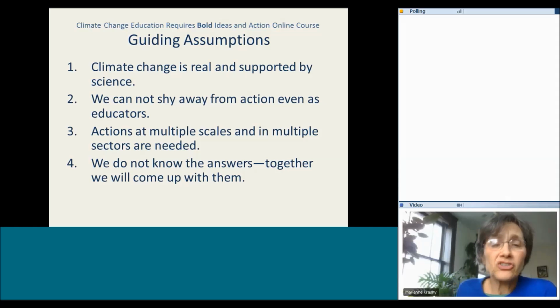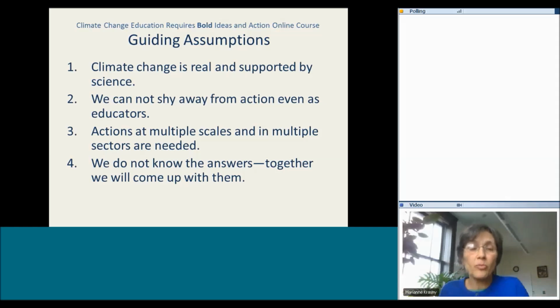Third is that actions at multiple scales and in multiple sectors are needed. And finally, we don't know all the answers about how environmental education should respond to climate change. But together in this course, and I think together more broadly as an environmental education community, we're going to be coming up with some of those answers.